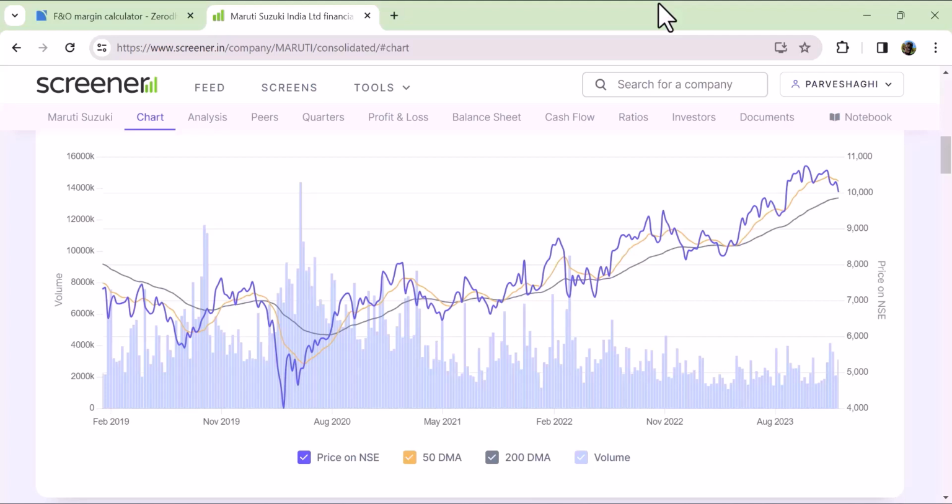And of course, there is some intermediate correction happening currently because the stock has moved so fast that it has run ahead of the fundamentals, so sometimes a correction happens. The first 2 quarters are very good for Maruti. It has done record sales. I'll just show you.